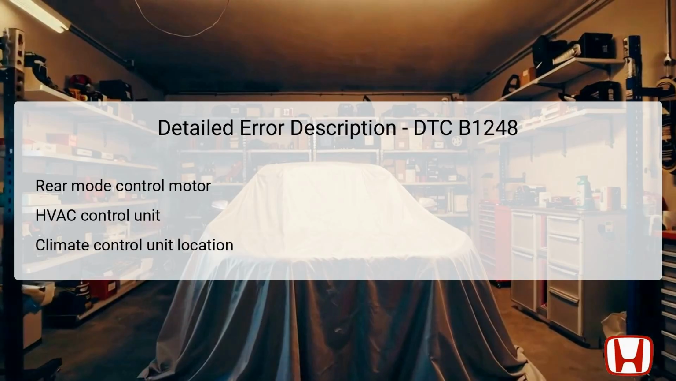Diagnosing this issue involves checking the functionality of these components to ensure that the airflow is directed correctly and that climate control settings are being honored. A failure in any of these components can lead to climate control issues that compromise passenger comfort and system efficiency.